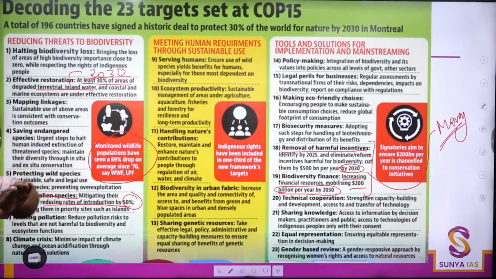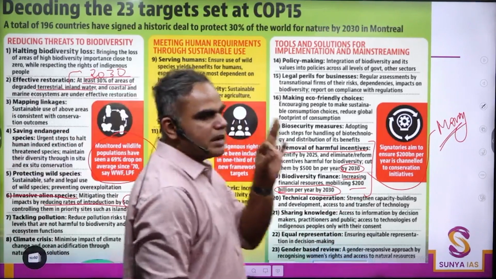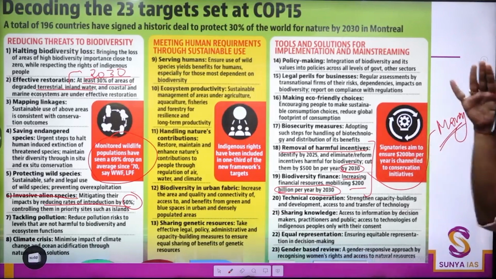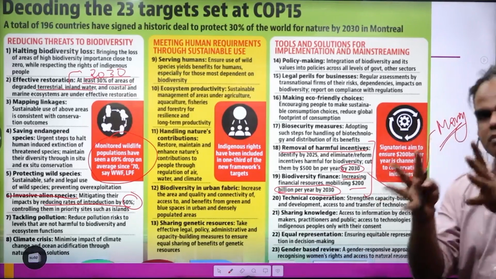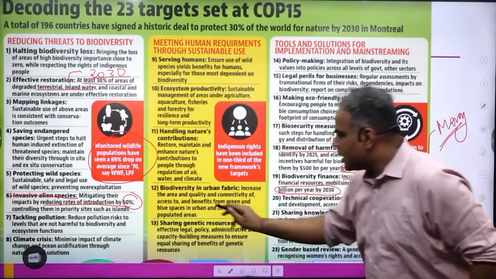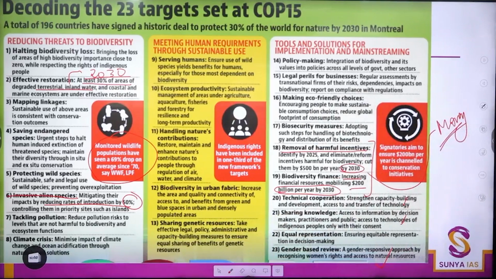One is remove the harmful incentives, $500 billion per year by 2030. And second is biodiversity finance, that you allocate $200 billion per year by 2030, which is why in some articles you will also see 700 billion. They've added both 500 and 200. 200 you have to allocate, 500 overall you have to cut. So overall the win is of $700 billion per year for biodiversity finance. Other than that, gender-based review, sharing of knowledge, technical cooperation. So again, there are aspects here which you are generally aware about.